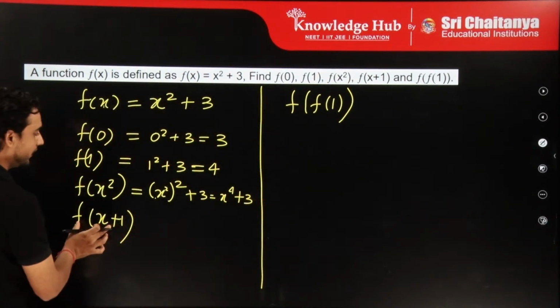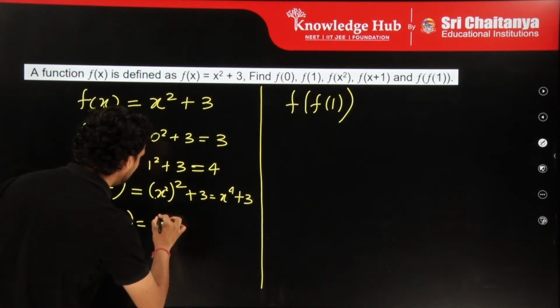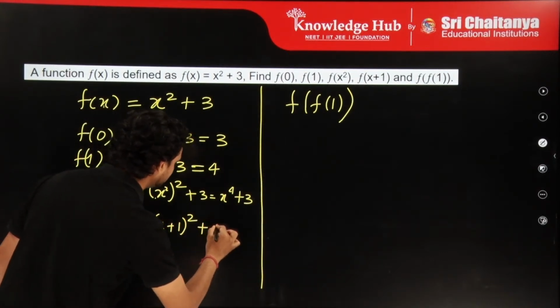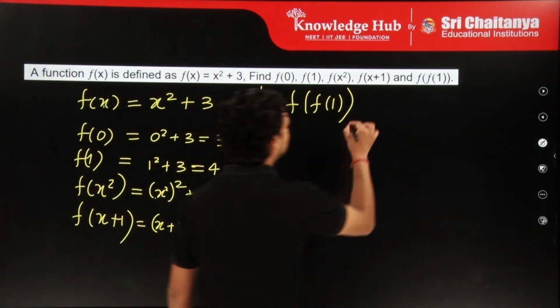Now f of x plus 1. So instead of x, I'll put x plus 1. So x plus 1 whole square plus 3. So these were very easy. Now let's just try to find this out.